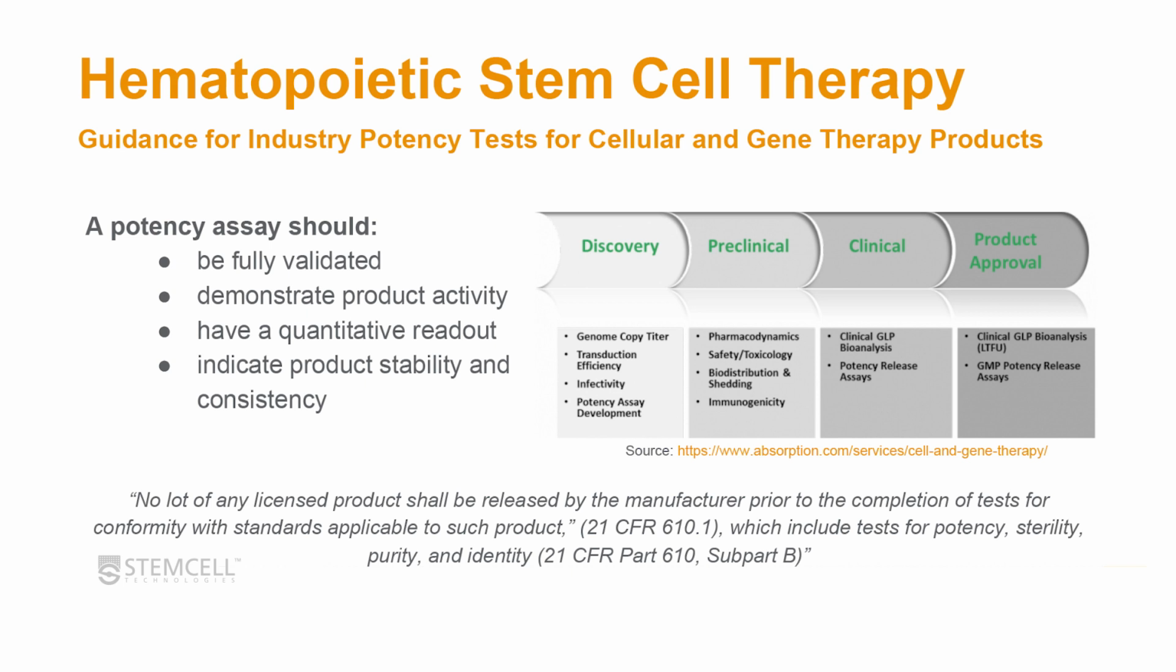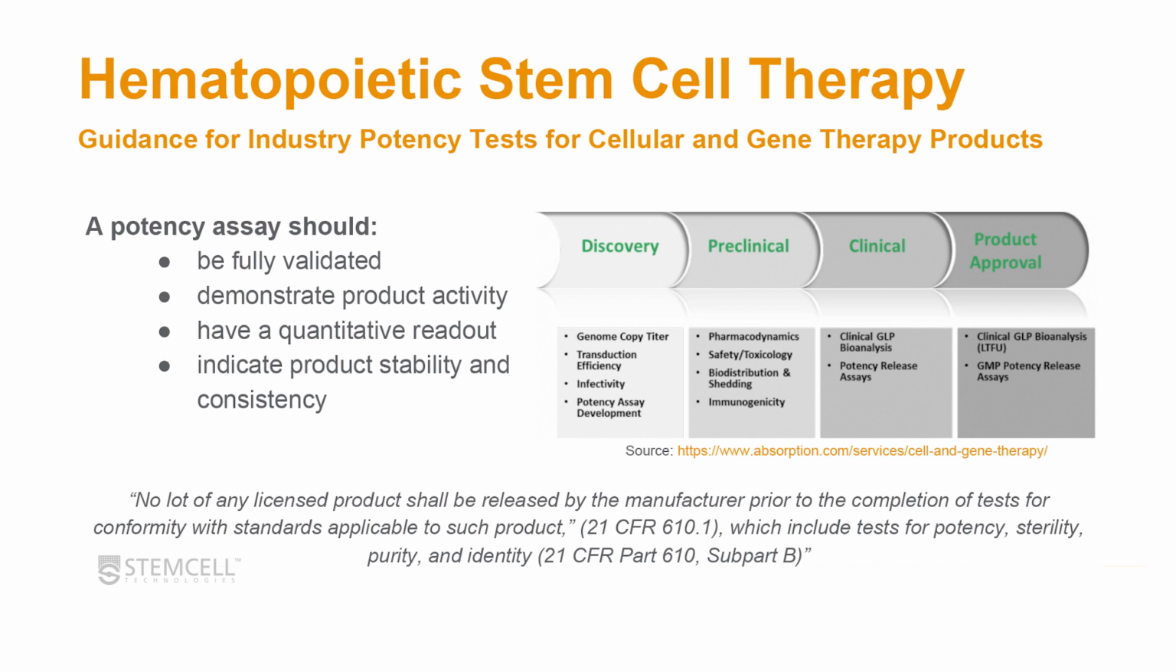In fact, if you look at the guidance for industry, Potency Tests for Cellular and Gene Therapy Products, that the FDA has released, one very important statement in 21 CFR 610 is that no lot of any licensed product shall be released by the manufacturer prior to the completion of tests for conformity with standards applicable for such product. These mean, again, and you can see it's the same as the last slide, that these tests include values for potency, sterility, purity, and product identity.